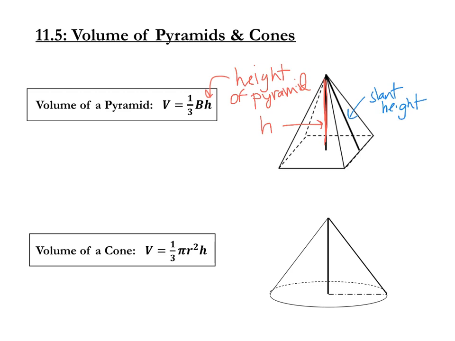Okay? So same thing for a cone. The height is going to be this one that's going straight up and down. This guy over here is what we call L. So just make sure you're using H and you're finding it when you need to.